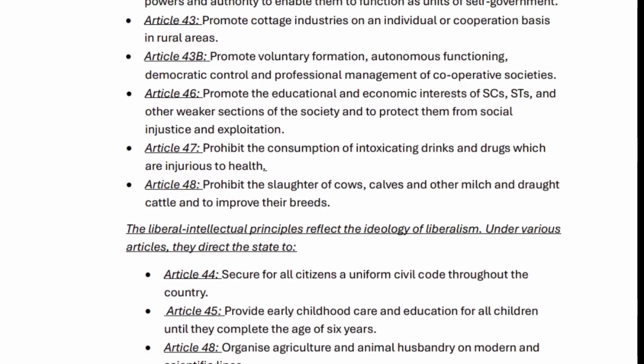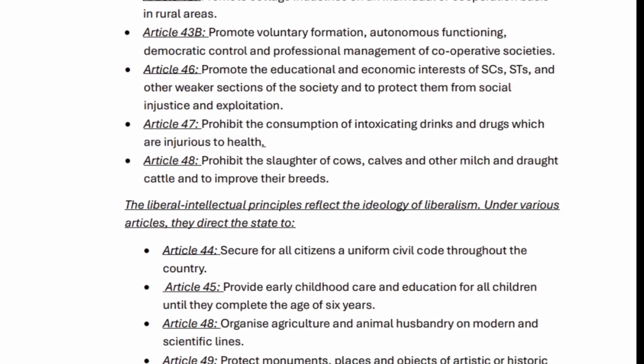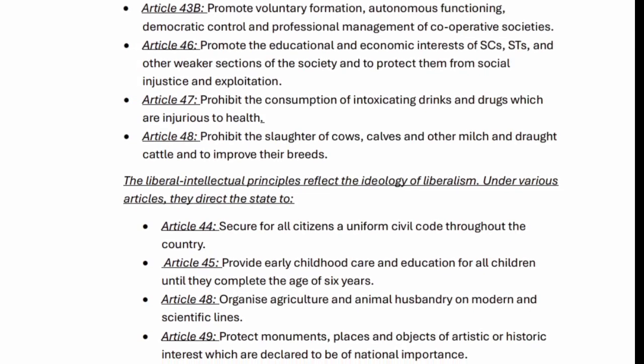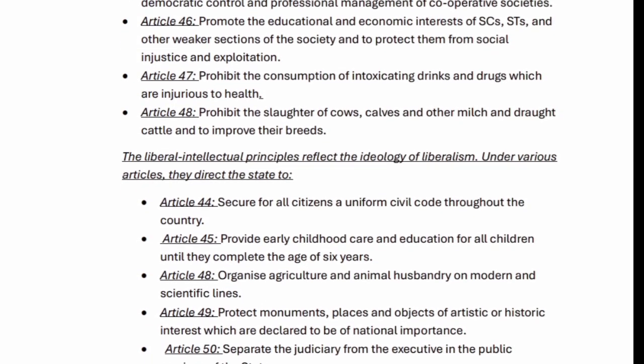Article 46. Promote the educational and economic interests of SCs, STs, and other weaker sections of society and protect them from social injustice and exploitation. Article 47. Prohibit the consumption of intoxicating drinks and drugs which are injurious to health. Article 48. Prohibit the slaughter of cows, calves and other milch and draft cattle and improve their breeds.